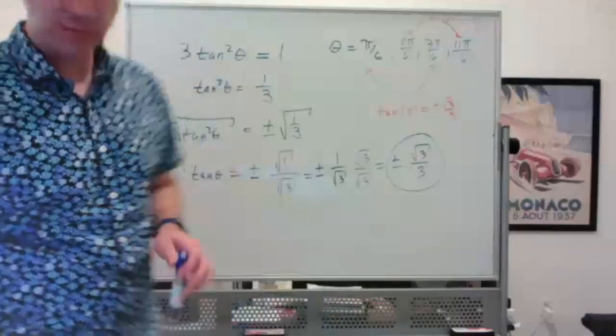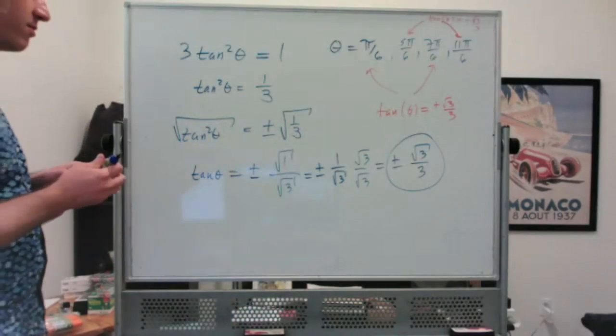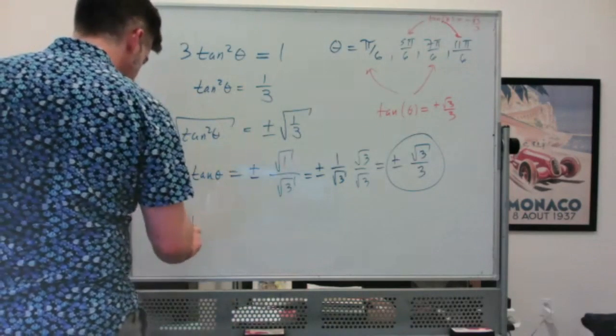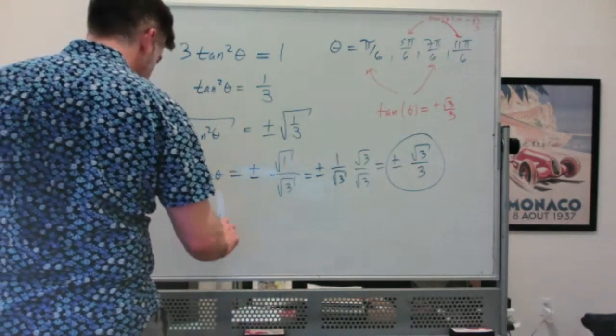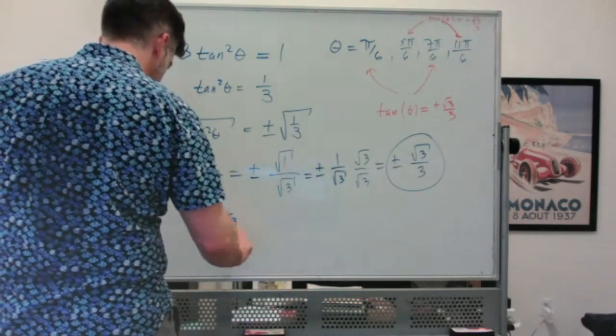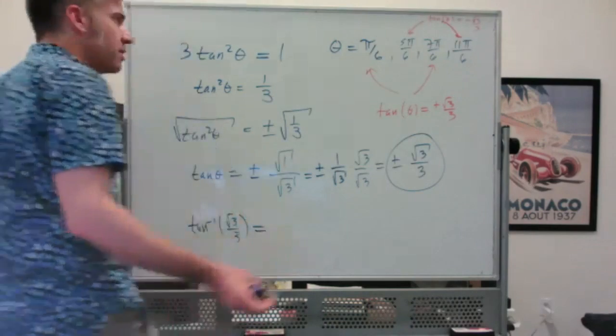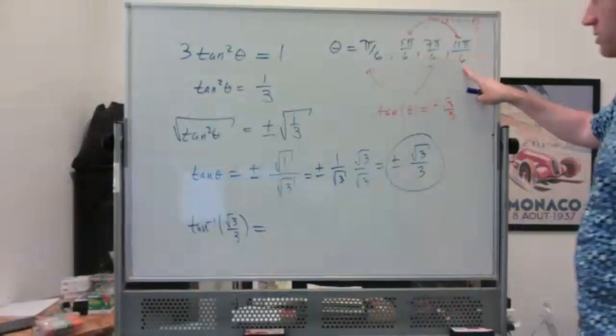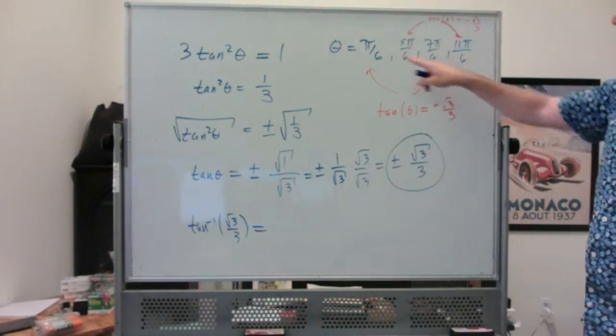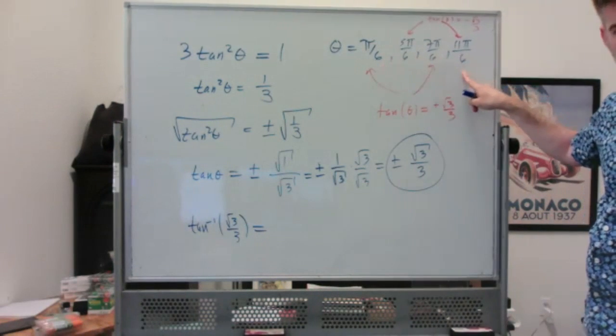Bonus question. The inverse tangent of positive root 3 over 3 is which of these angles? The first one, the second one, the third one, or the fourth one?